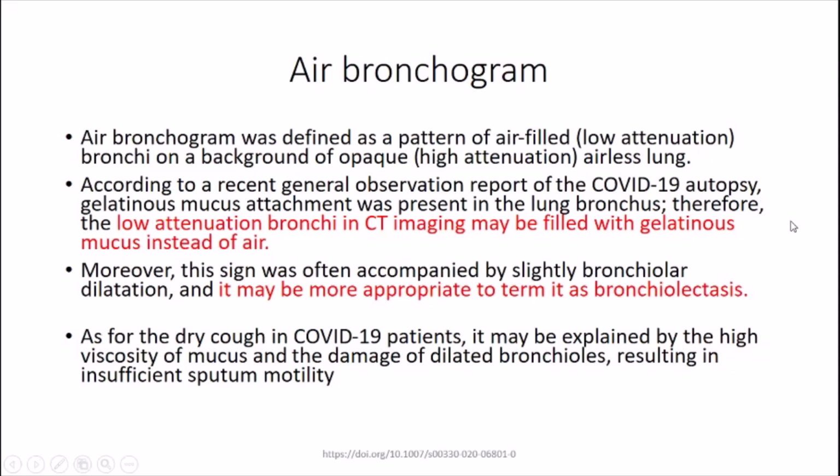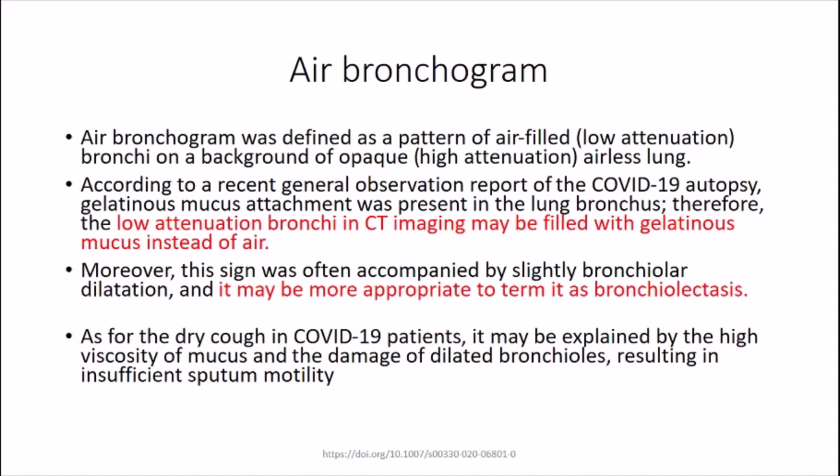Air bronchogram is another sign that can be seen in COVID-19 patients. It was defined as a pattern of air-filled, low attenuation bronchi on a background of an opaque, high attenuation airless lung. But according to autopsy studies, the bronchus was filled with gelatinous mucus instead of air, which would also give a low attenuation, resembling an air bronchogram. It was often accompanied by slight bronchial dilatation, and maybe the more appropriate term is bronchiectasis.